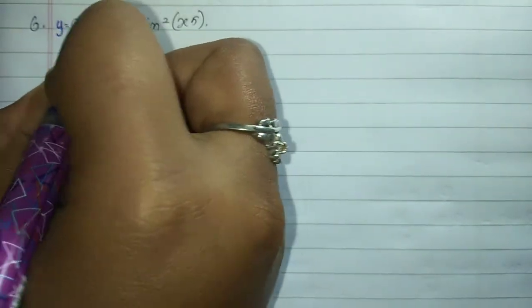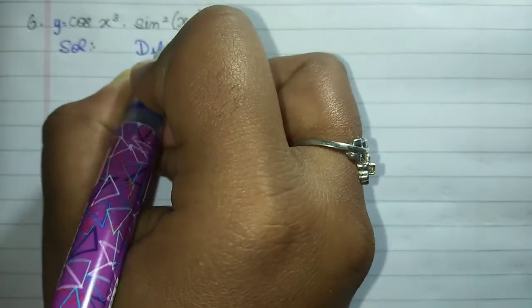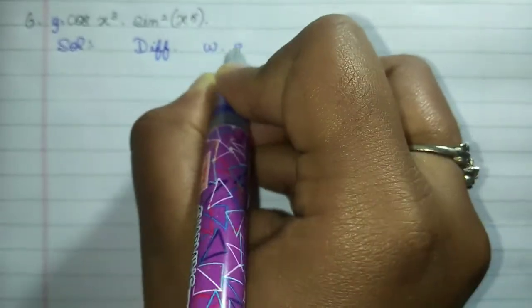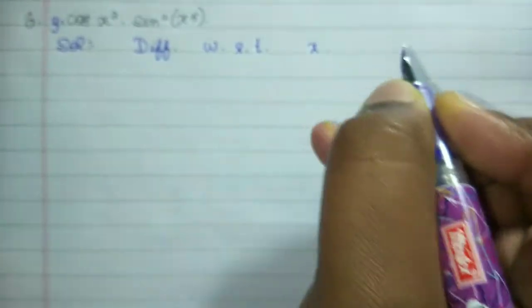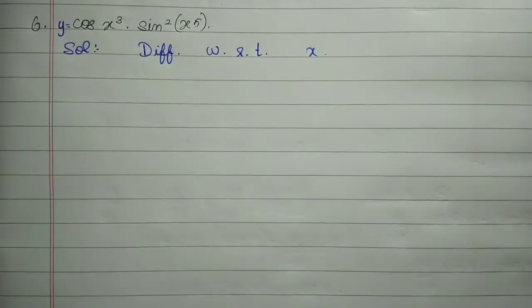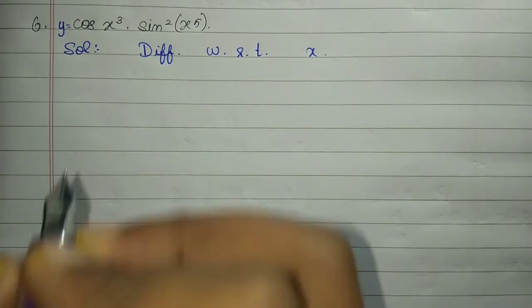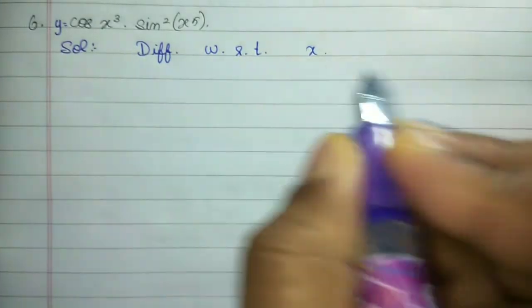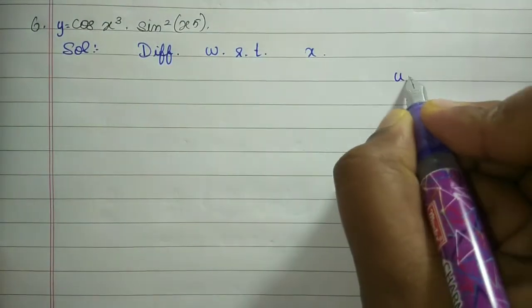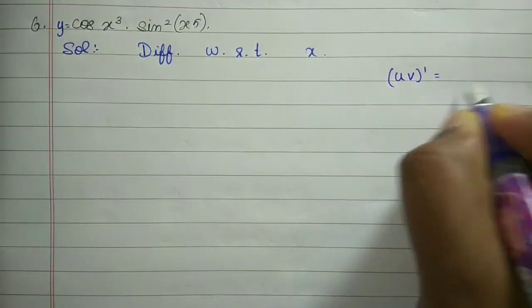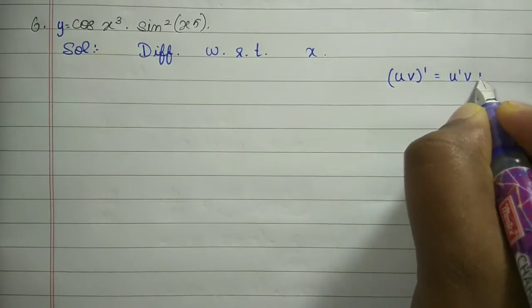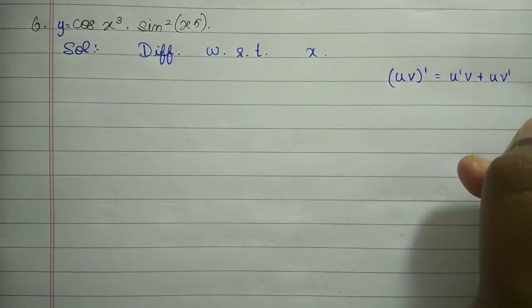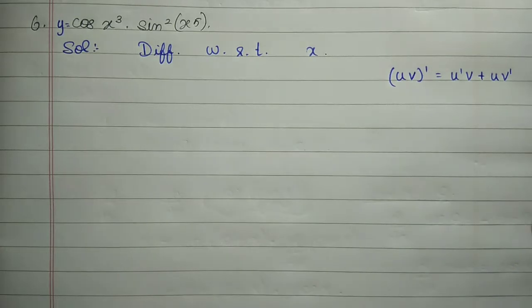So, solution: let me write it as differentiate with respect to x. Okay, this is very simple. So here also we will be using the uv method. So (uv)' is equal to u'v plus uv'. So this is the formula.